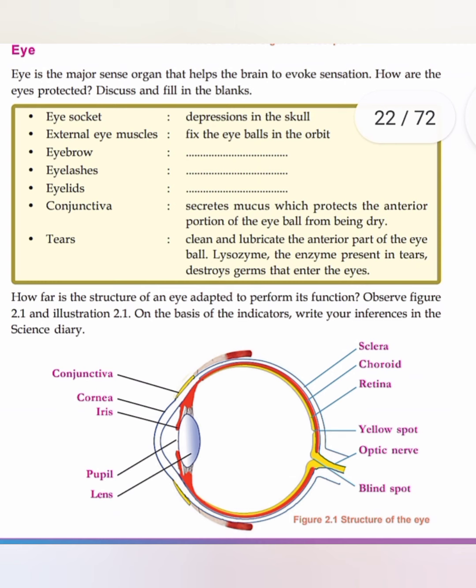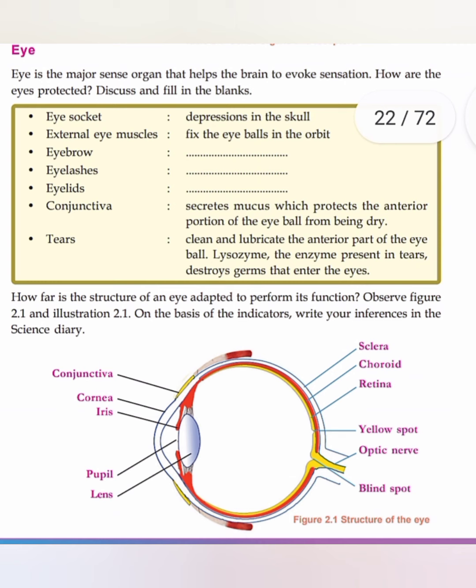Eyebrows and eyelashes do almost the same function, that is, they prevent the direct entry of water or dust particles into our eye. While studying the structure of our eye, we can see the conjunctiva, a portion in front of our eye. It secretes mucus which protects the anterior portion, or the front portion, of our eye from being dry. That is, the conjunctiva secretes mucus which protects the anterior portion of the eyeball from being dry.